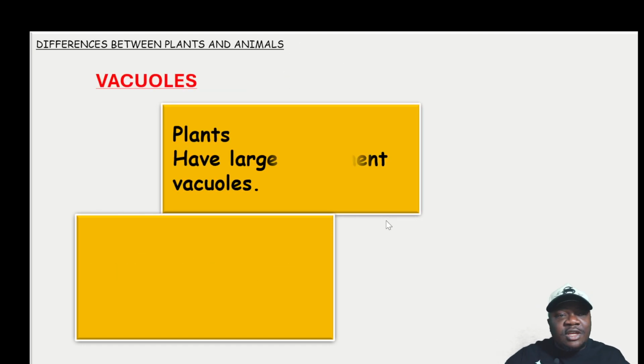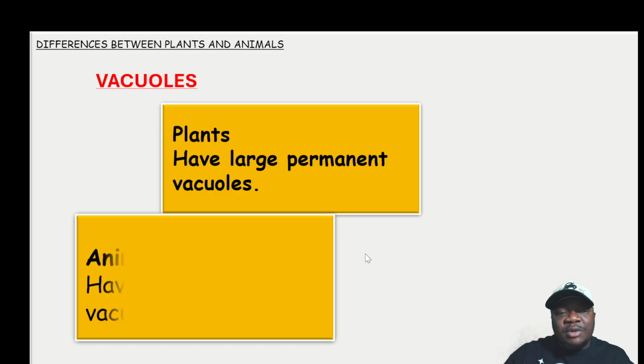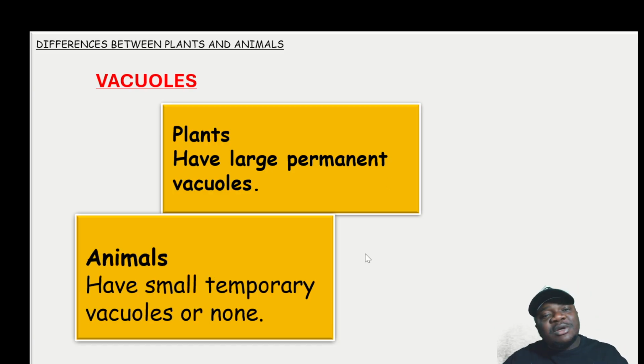So the next one here, you have your vacuoles. Vacuoles are found in plants. It's a very big central part of plants that stores excess nutrients, because plants suck up nutrients in liquid form from the soil. So they need a mechanism to store that large amount of liquid. They have a large vacuole in the cell that stores the excess nutrients from the soil. Animals have small temporary vacuoles, or sometimes some animals don't have any of them.